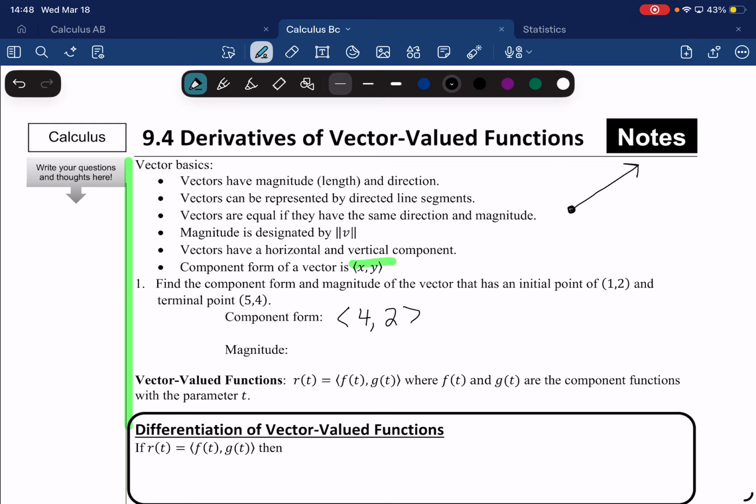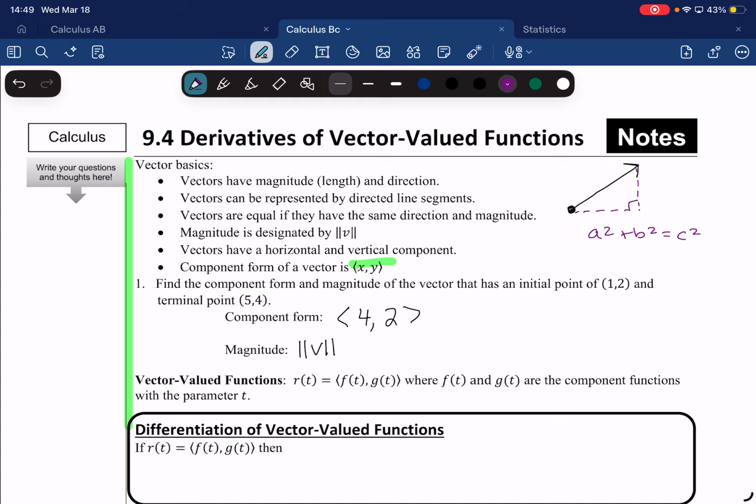Then it says magnitude. So remember, magnitude we represent like this. This is the symbol for magnitude, and we know magnitude is just the length of the vector. Well, if we look at the vector that we drew above, vectors are always going to be the hypotenuse of right triangles. And we know how to find the sides of a right triangle by using the Pythagorean theorem. So remember, a squared plus b squared equals c squared. Our hypotenuse is that c value.